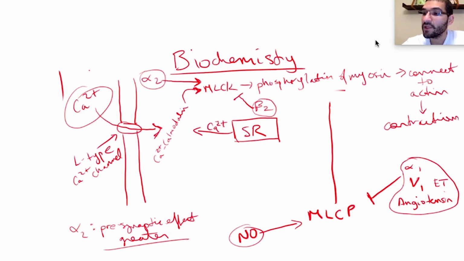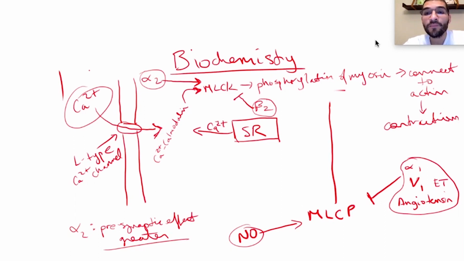Now, on the left side, you can see that obviously calcium channel blockers would inhibit the ability for calcium to enter the cell. Beta 2 agonist right in the middle inhibits myosin light chain kinase and therefore would inhibit contraction. Now, you might say, well, how does alpha 2 fit into all this? So alpha 2 has two effects. Alpha 2 activates MLCK, which you would expect to lead to increased contraction.